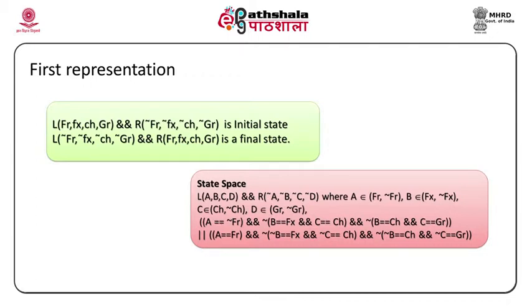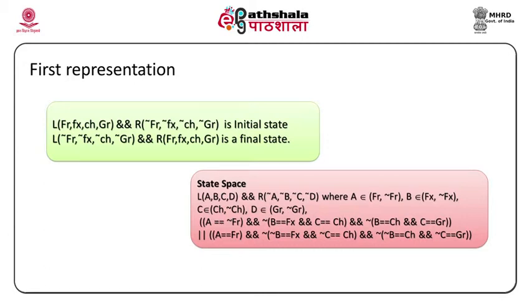If the farmer is on the left hand side, he cannot be on the right hand side. Where A belongs to farmer or not farmer, B belongs to fox, not fox, and so on and so forth. What does that mean? That means that each one of the items is either on the left hand side or the right hand side. This is precisely what this particular statement says.